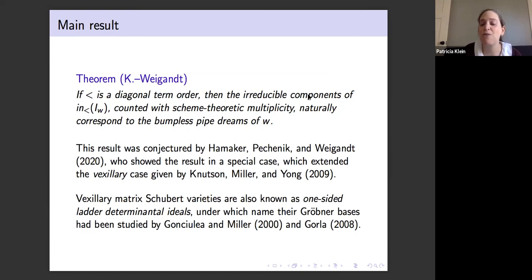And again, I'll remind you that vexillary matrix Schubert varieties are also known as one-sided ladder determinantal ideals, and under that name, their Gröbner bases had been studied by, I do not know how to pronounce Claudia Miller's collaborator's last name, but I will try, Gonsulai and Claudia Miller, and then Elisa Gorla. And so on that side, this was also reasonably well studied.